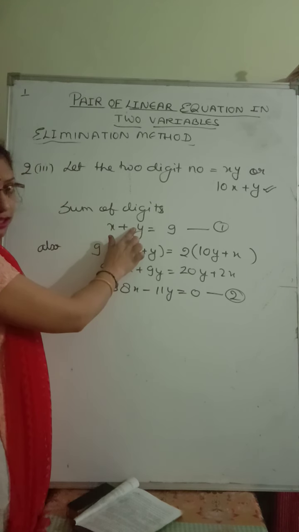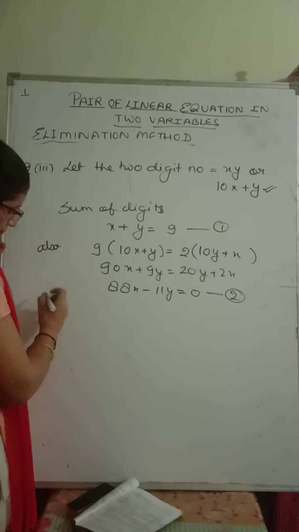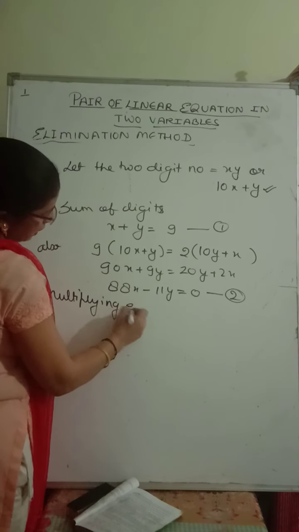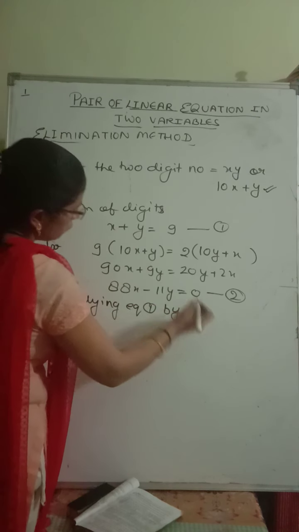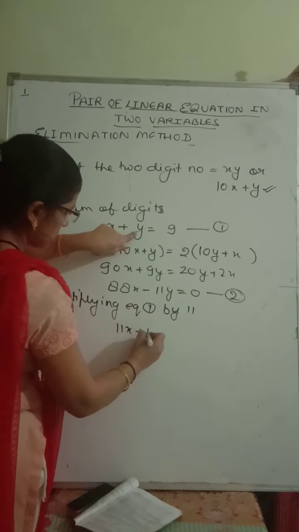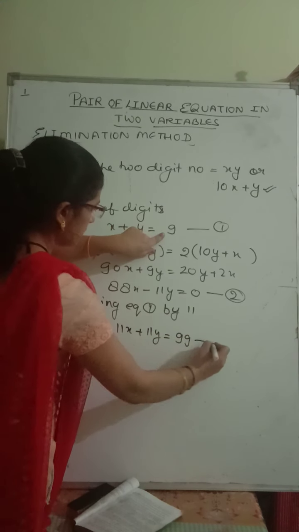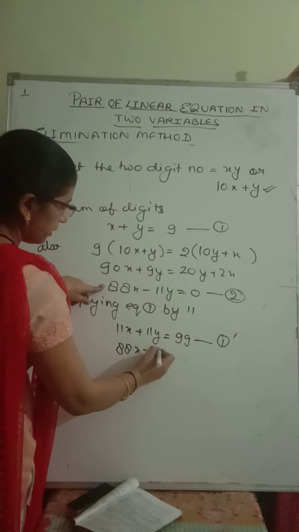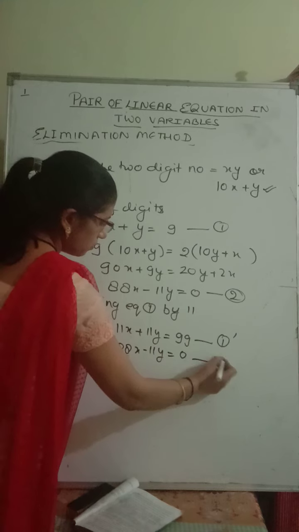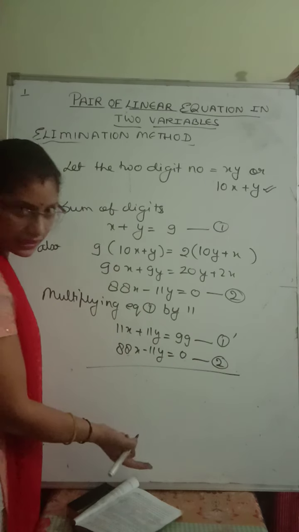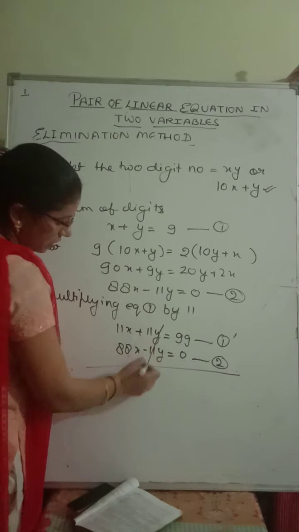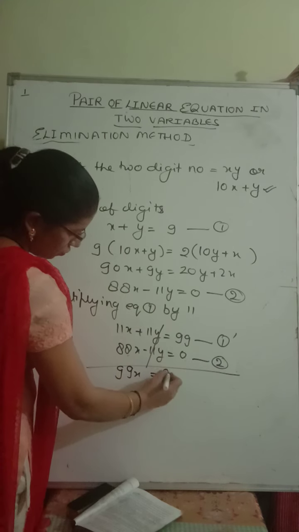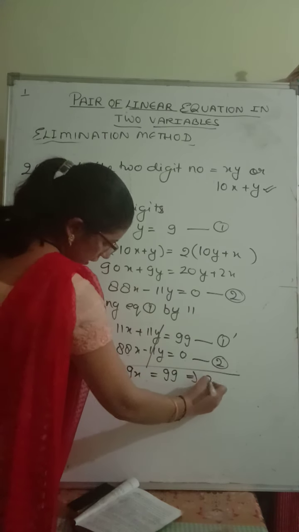तो हम मल्टीप्लाई कर देते हैं इक्वेशन 1 को by 11. Okay, multiplying to make it equal, multiplying equation 1 by 11. So what it will become, 11x + 11y equals 11 9s are 99. Let me say this is equation number 1 dash. Now we will write equation 2 dash down of it. −11y equals 0. This is equation number 2. Elimination करना है तो we have to add the equations because already plus minus is there. 11y and 11y cancel out. 99x equals 99, which shows x is equal to 1.